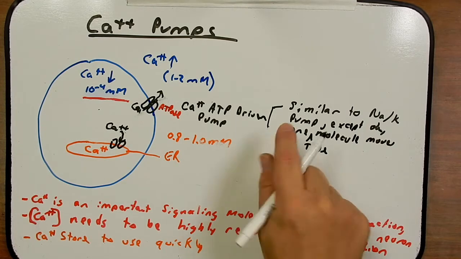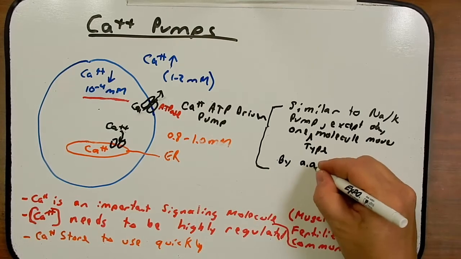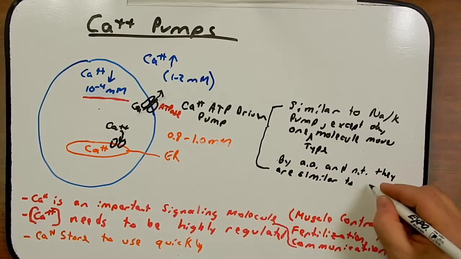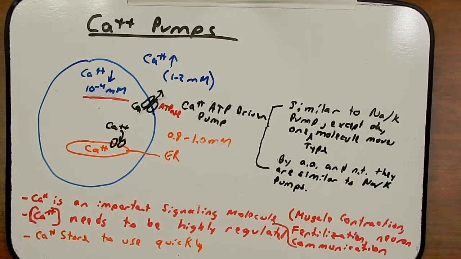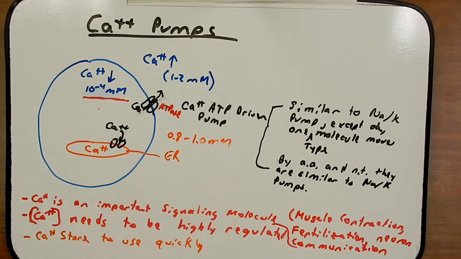Another point I'd like to make about these calcium pumps is that by amino acid and nucleotide sequence, they are similar to the sodium-potassium pumps. The reason I mention that is because this suggests that the two of them have a common evolutionary origin. They both were probably derived from a similar protein pump or similar membrane protein that then was further enhanced through gene duplication probably to have multiple functions.